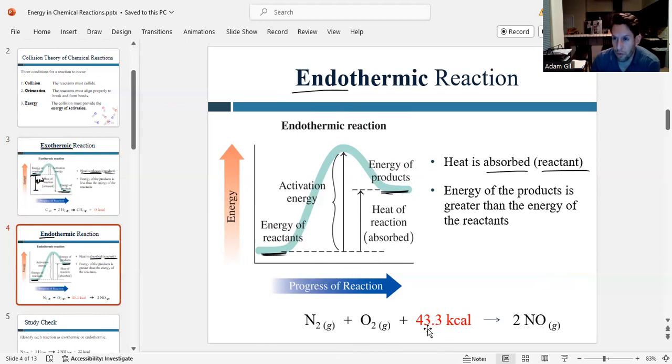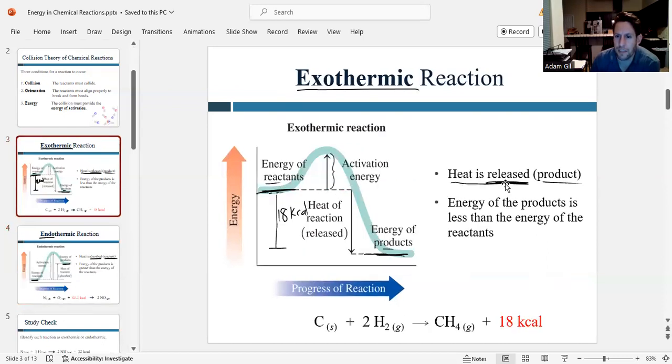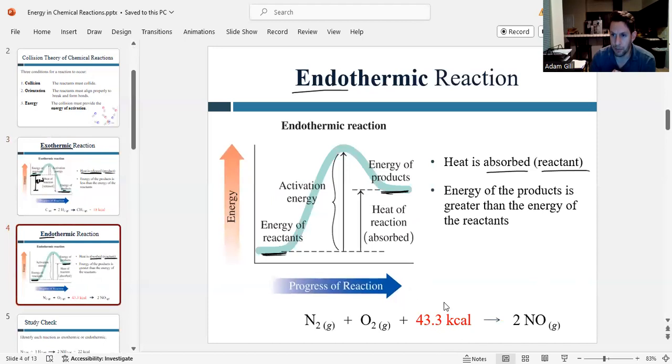So endothermic has energy being absorbed, or it's a reactant. Exothermic has heat released as a product. So exothermic reactions give off heat, they feel hot. Endothermic reactions absorb heat, they feel cold to the touch because they're absorbing heat.